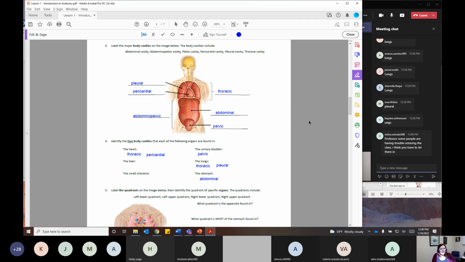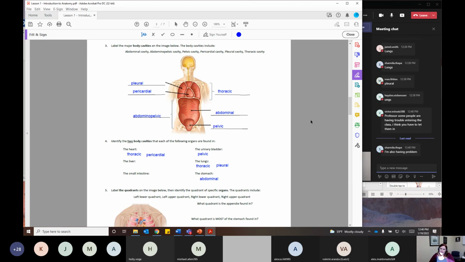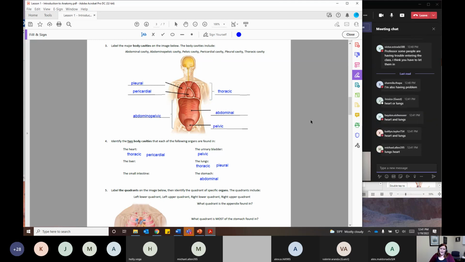All right, so let's do a hypothetical situation. I go to my doctor and I tell my doctor that I have a problem in my thoracic cavity. If I tell my doctor I have a problem in my thoracic cavity, what organs am I having trouble with? What's in the thoracic cavity? Yeah, exactly. Several of us are chiming in. There's really only two options in the thoracic cavity. It's a problem with the heart, it's a problem with the lungs.